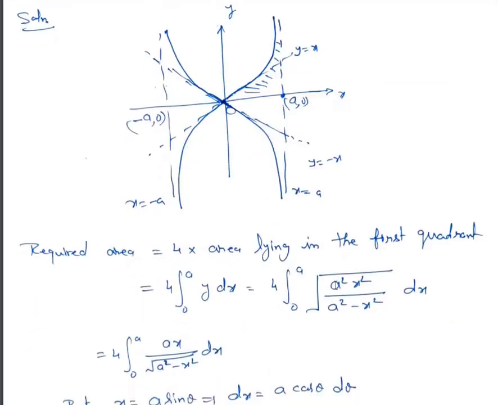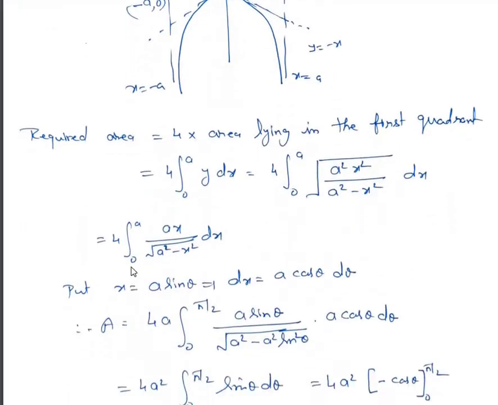from here. You will get 4 times the integral from 0 to a of root of (a²x² upon (a² − x²)) dx, which is 4 times the integral from 0 to a of ax upon root of (a² − x²) dx. Now put x = a sin θ. So when x = a sin θ, dx is a cos θ dθ. So therefore area is 4a times the integral from 0 to π/2.